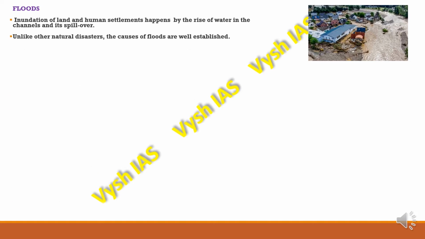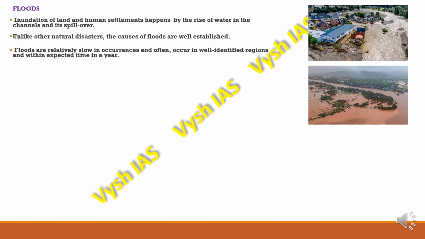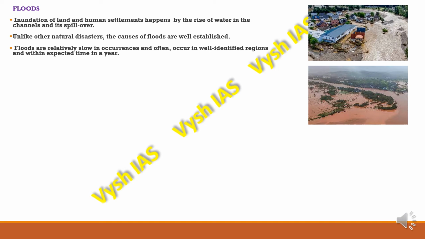Unlike other natural disasters, the causes of floods are very well established, and floods are relatively slow in occurrence, and they take place very often. They also occur in well-defined regions and within an expected time in a year. So this is one type of disaster which we already know is going to happen in this region and at this particular time of the year.